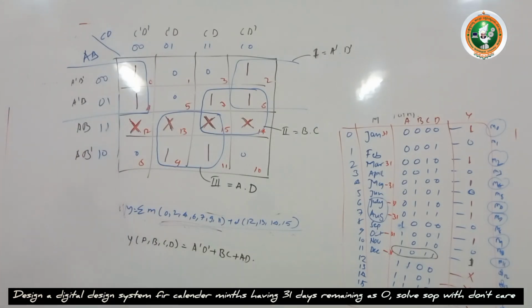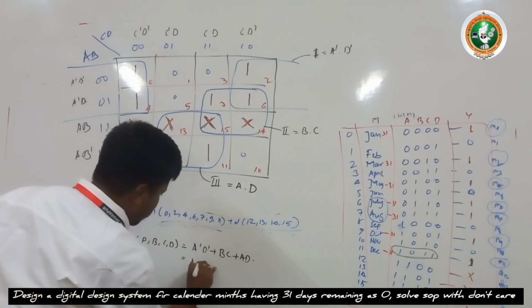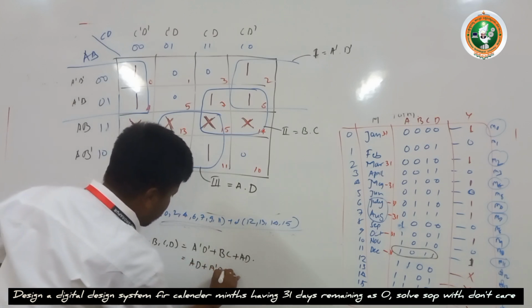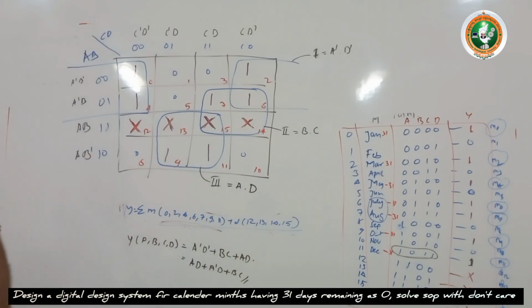We got it. Yes or no? Even I can also write this as the first AD plus A dash D dash plus BC. This is the right way to simplify. Got the answer. Okay, yes or no?